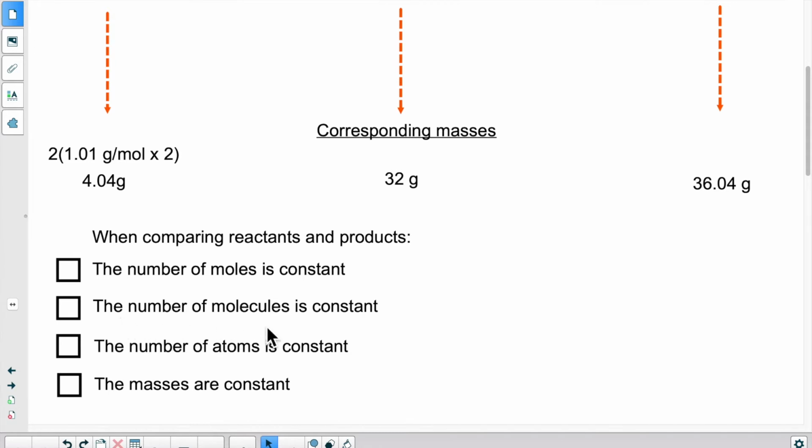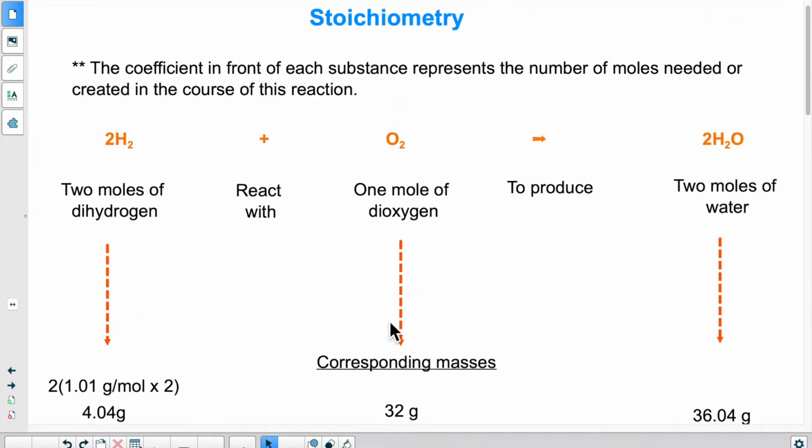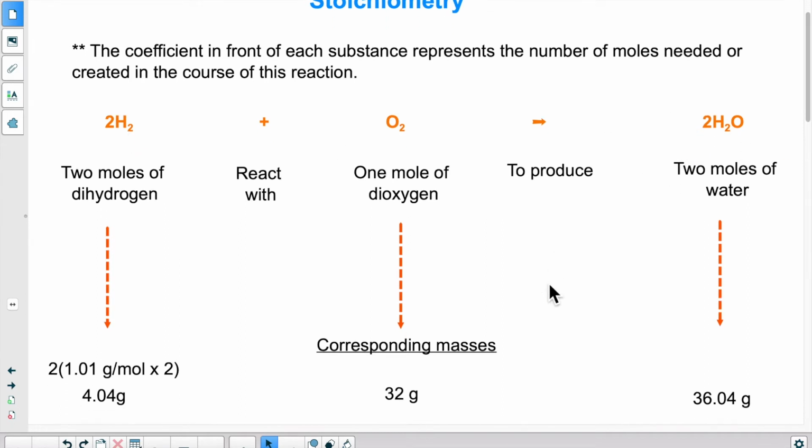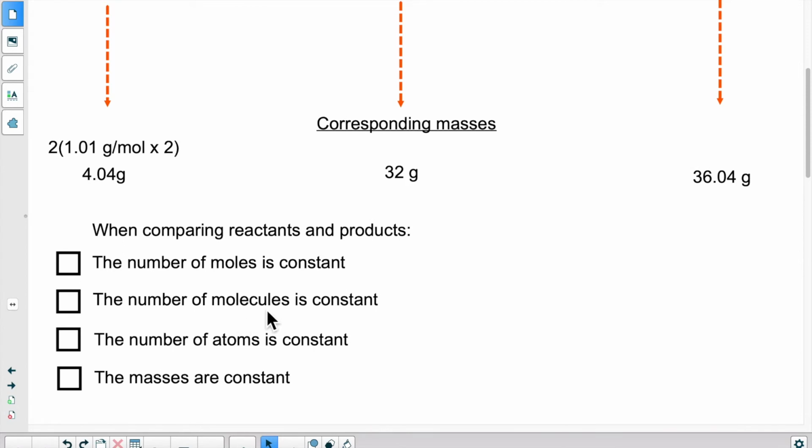Is the number of molecules constant? Well, I have 2 types of substances here and only 1 over here. So that doesn't add up. So the number of molecules is not constant.